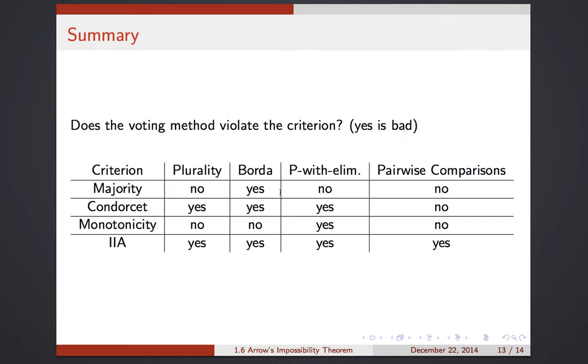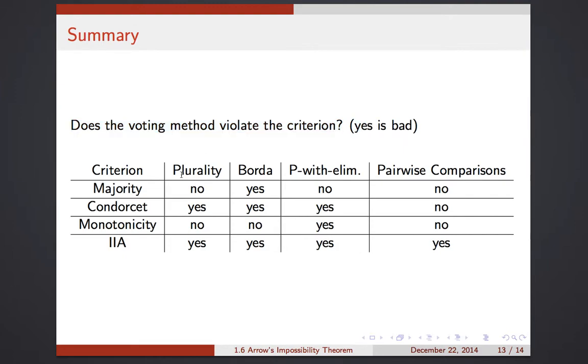So to sort of summarize everything here, there are 16 spots in this table, in the interior of the table. I didn't show you examples of all of these, but here's a summary of what happens. So this table shows you which methods violate which criteria. The question that's answered in the table is this: does the voting method violate the given criterion? And you don't want to violate, right? Violating a criterion is bad.